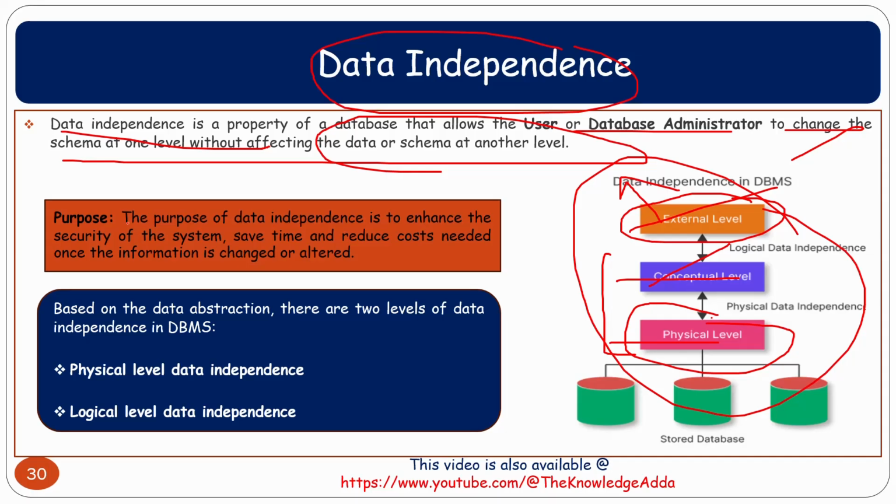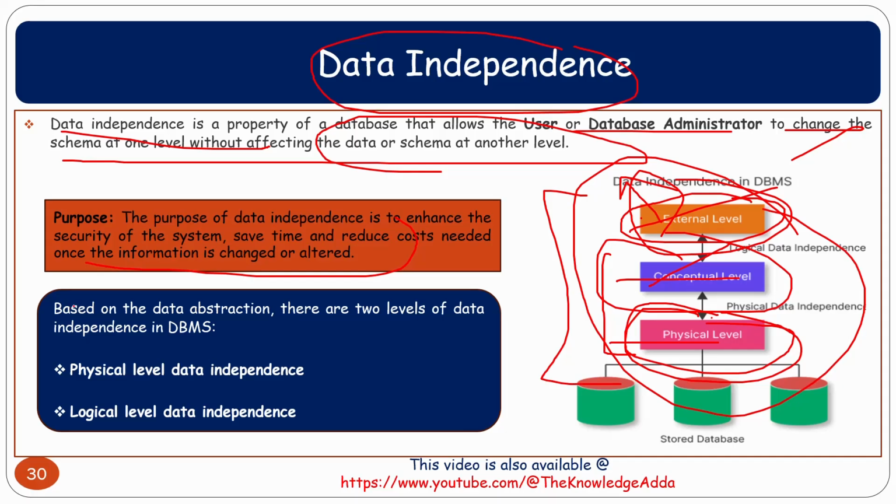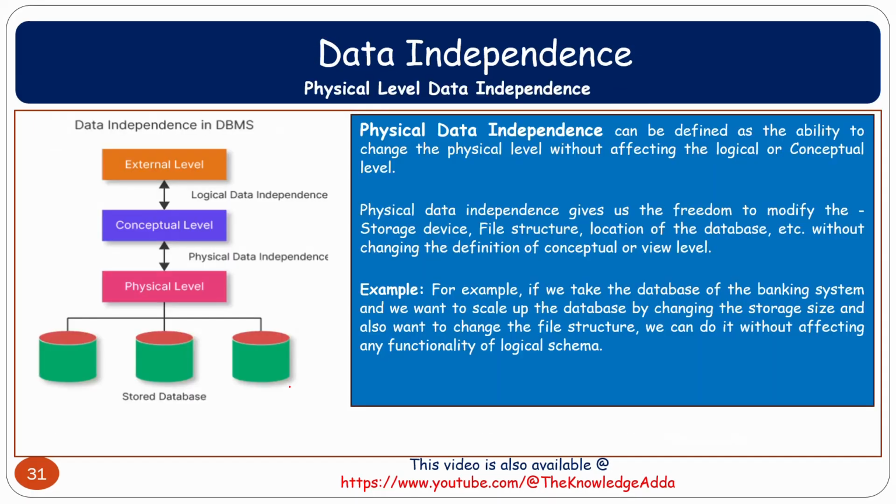Okay. So basically, the purpose of data independence is to enhance the security of the system, save time, and reduce the cost needed once the information is changed or altered. Another advantage is that at any time, various people can work. One person can work on this level, one person on this level, one person on this level. So basically it will save time. Based on data abstraction, there are two levels of data independence: one is physical level data independence, and second is logical level.